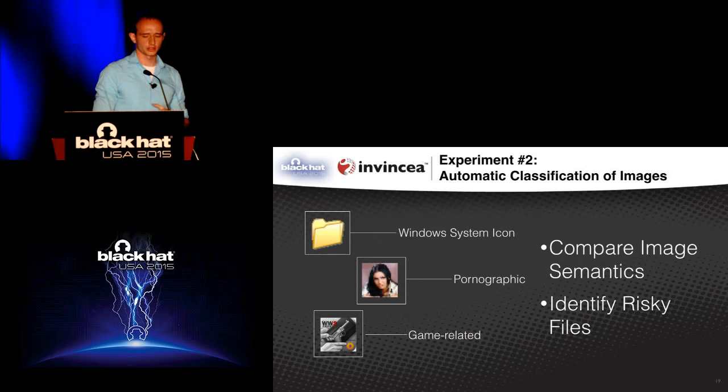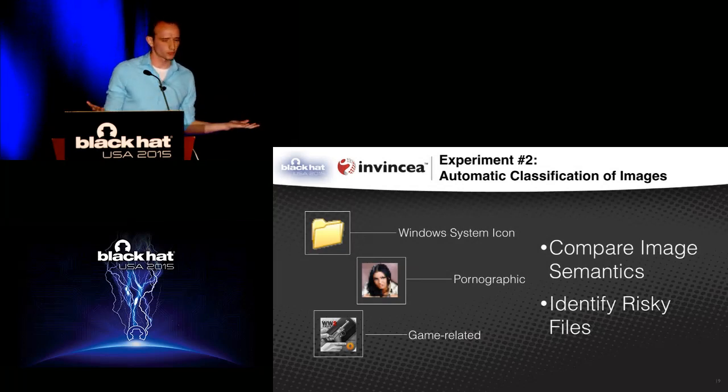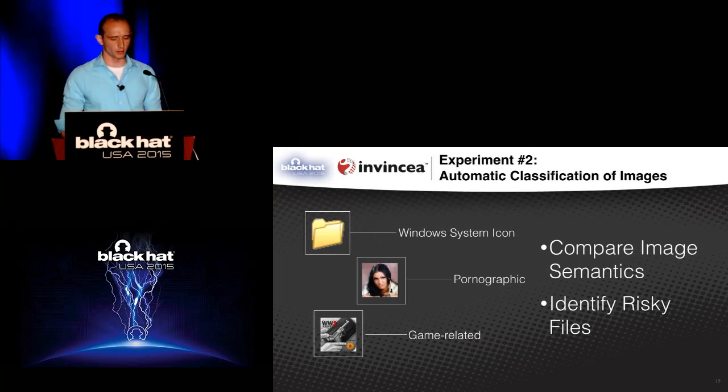And the idea here is, as I said before, if you identify something as a Windows folder icon and it's an executable, for example, that would be suspicious. Also, if someone just downloads something with a pornographic image or a game in their office, that's probably risky, probably not something we want to allow. And so by being able to automatically detect that, we can just cut it off, block it right there, or at least alert security.